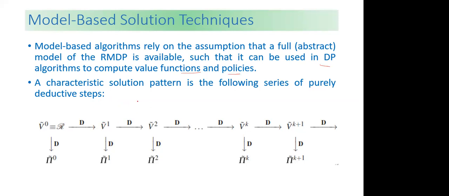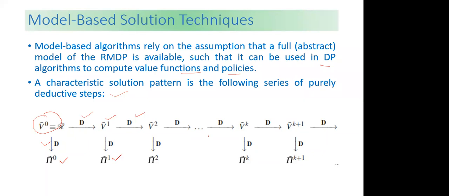The characteristic solution pattern follows a series of purely deductive steps. First, we initialize V to 0, and whatever decision D we take, the policy pi starts at 0. Then we take one decision step, and according to that decision, the value of V will increase, and the value of pi will follow.